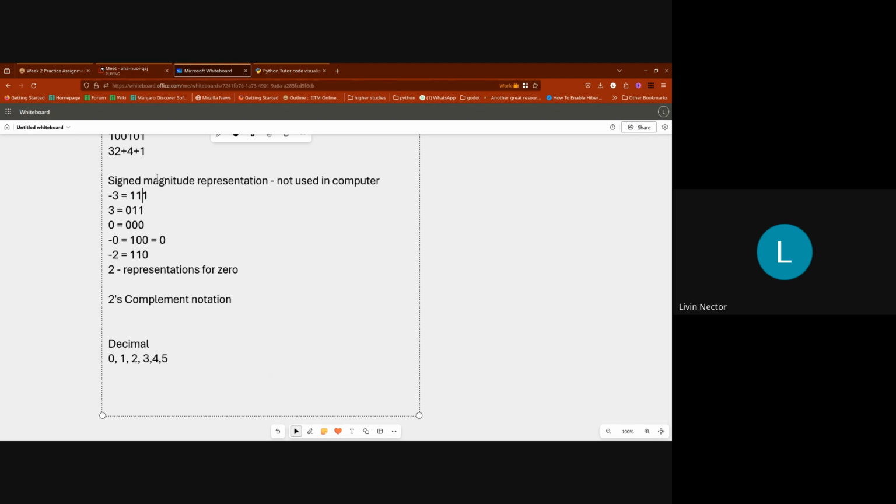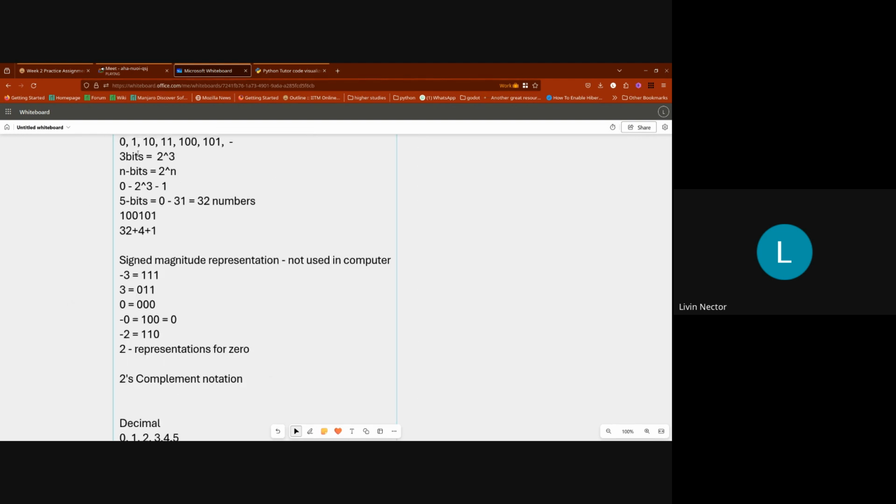You can see this here. With 1 bit, the highest value is 1. With 2 bits, 3 is the highest value. So the smallest value will be minus 3 and the biggest value will be 3. So this is the range.